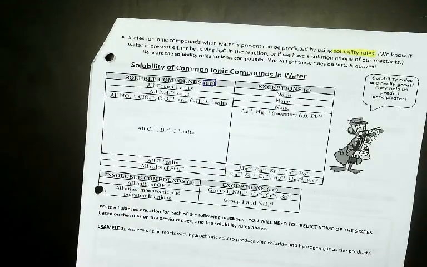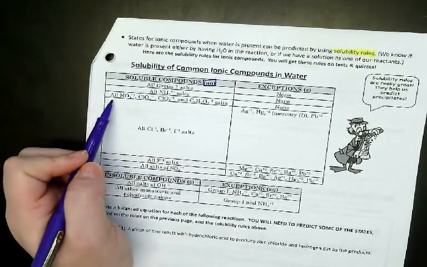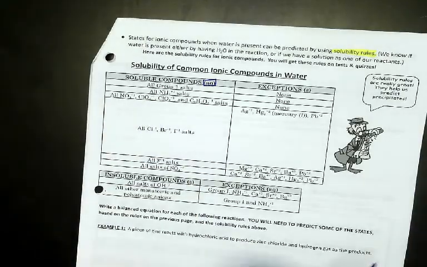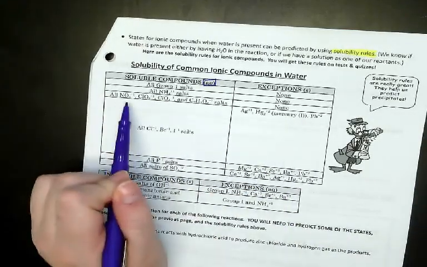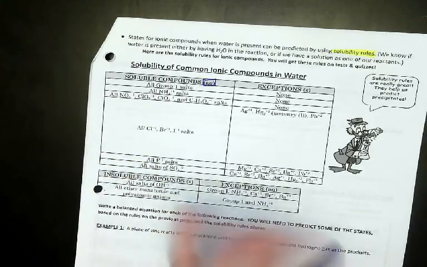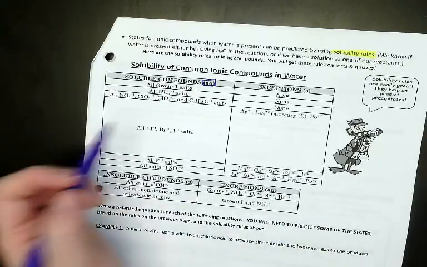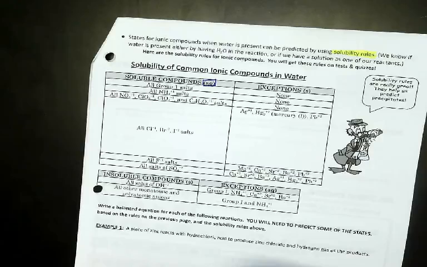All nitrate, chlorates, perchlorate, and acetate, no exceptions. If there's a nitrate, cobalt nitrate or cobalt-2 nitrate, or silver nitrate, or strontium nitrate, those are always going to be aqueous, period. So if you see any of these, put an AQ, move on.